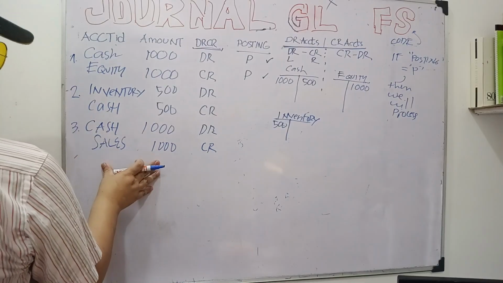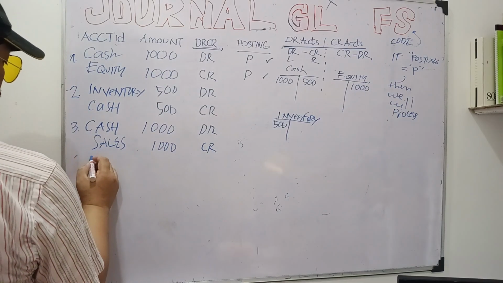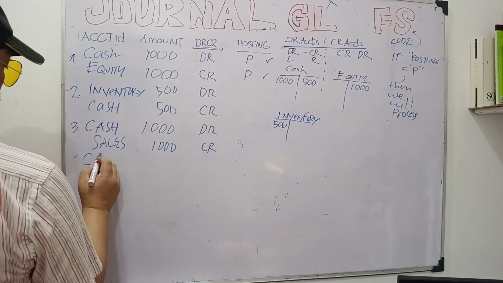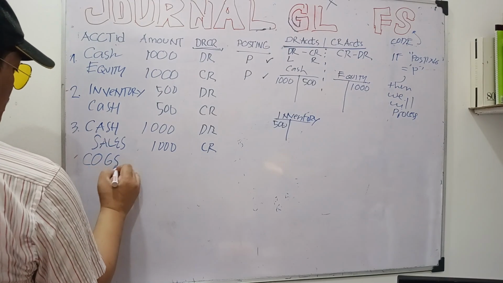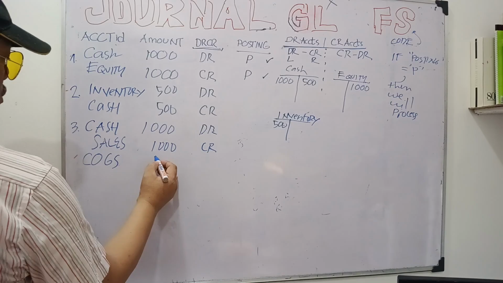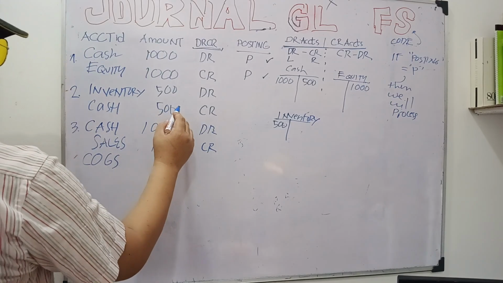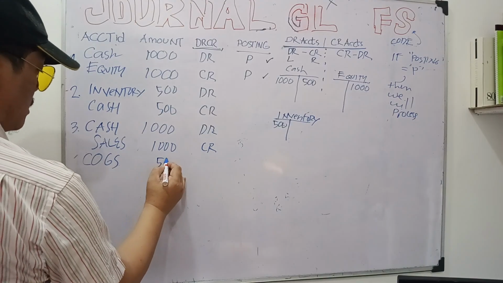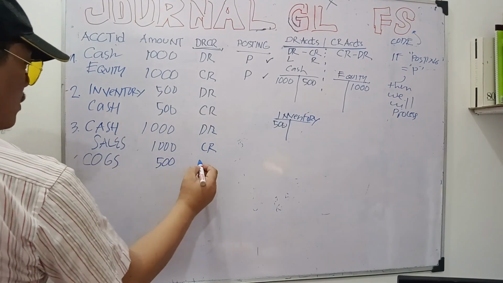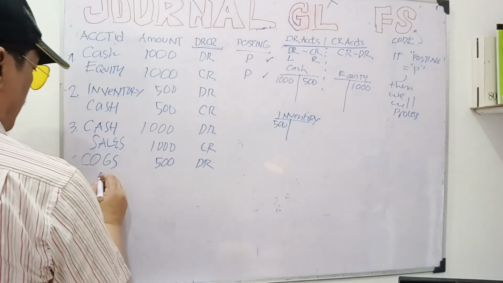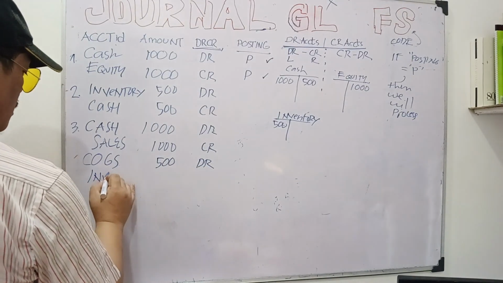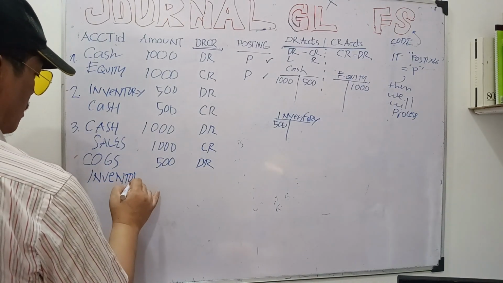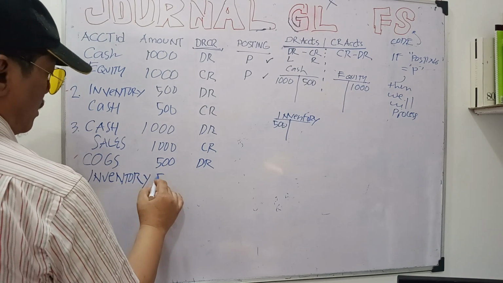And for each sale, there is a corresponding cost that goes with it, right? So this is the cost of goods sold. The cost of goods sold would be equivalent to the inventory that we parted with. So 500 debit to cost of goods sold, and we have the inventory for 500.